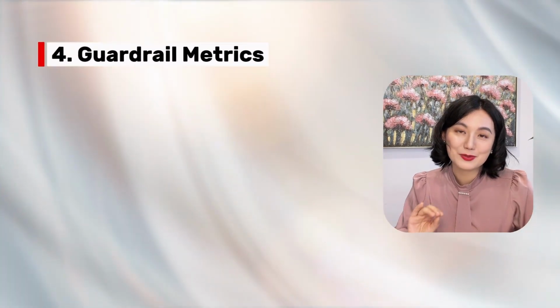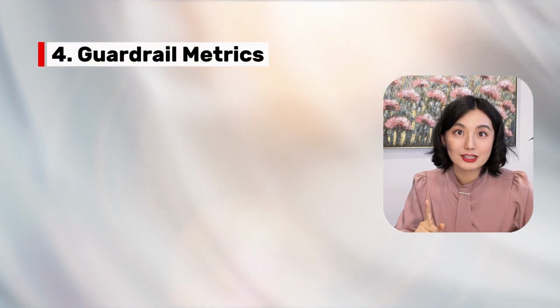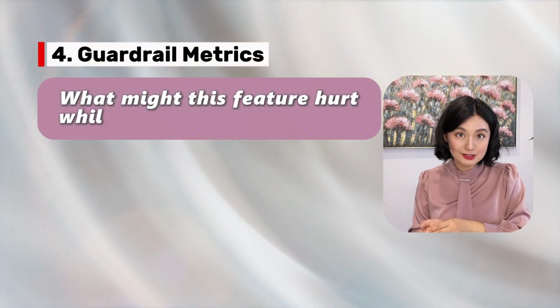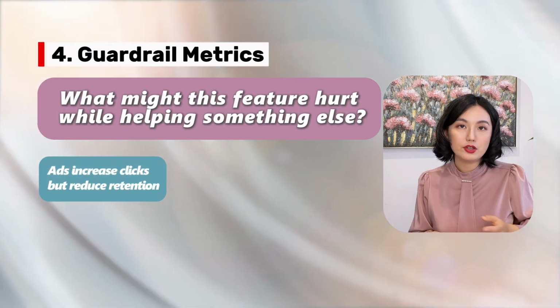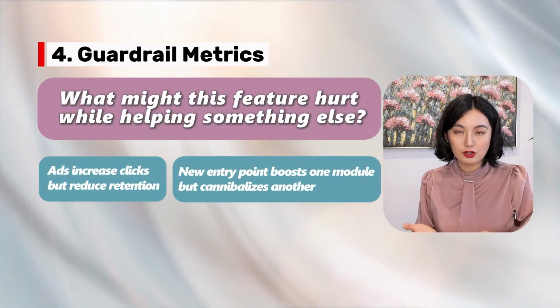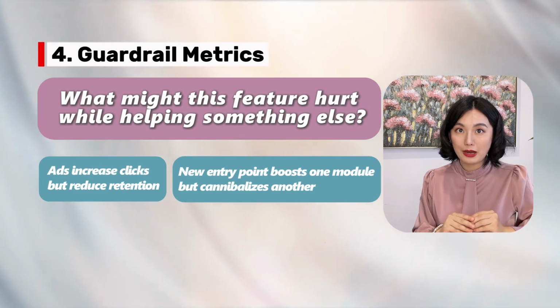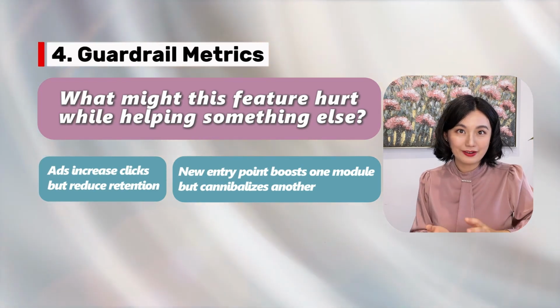The last layer of metrics is guardrail metrics. This is where senior analysts stand out. Ask yourself one question: what might this feature hurt while helping something else? For example, if you introduce more ads into your video, it may hurt retention. Guardrail metrics prevent winning the metric but hurting the business.